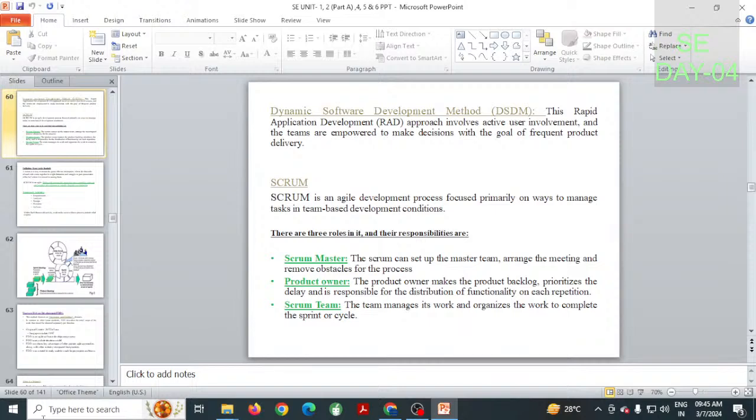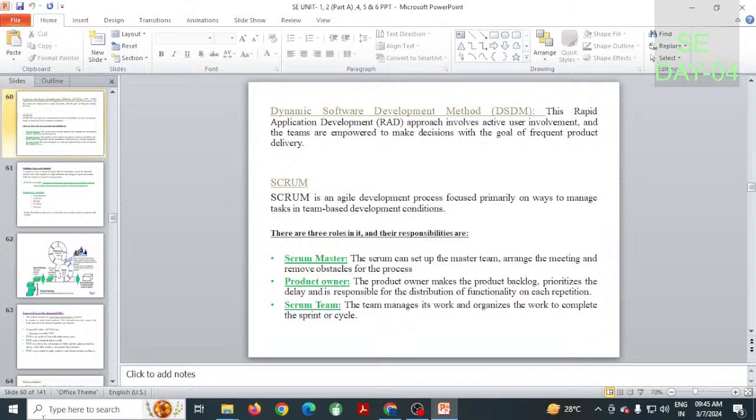The second one is the product owner. The product owner makes the product backlog and should prioritize it, especially for delays, and is responsible for the distribution of functionality, where the distribution of functionality is presented in each iteration.